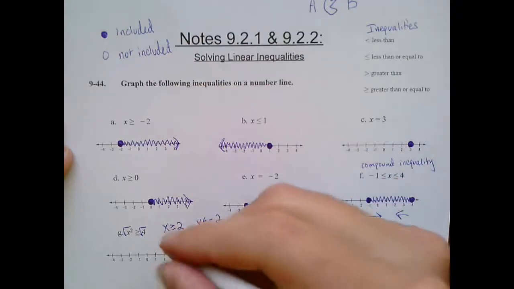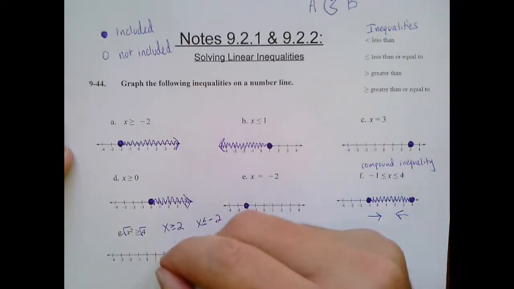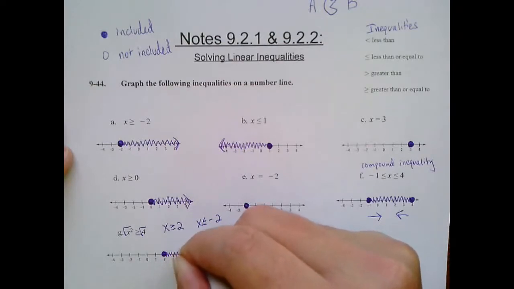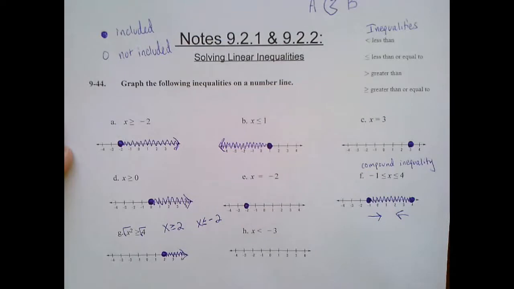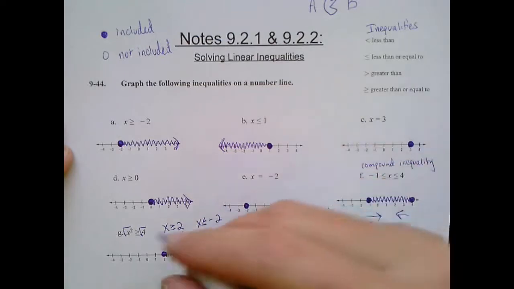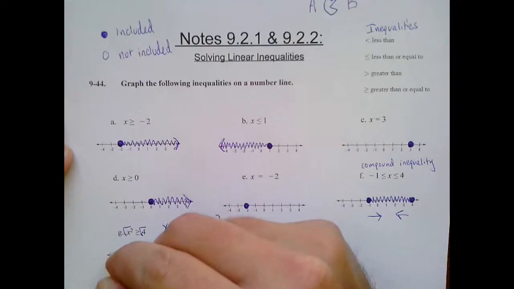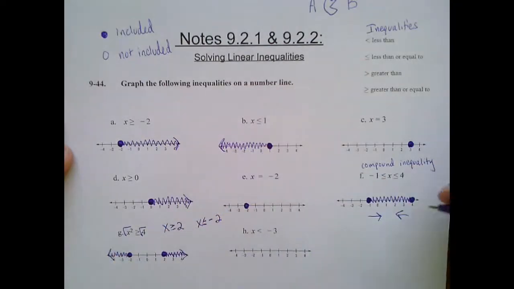So if x is bigger than or equal to 2, that means you start at 2. Would you shade to the right or to the left? You would shade to the right. That's where the numbers are bigger than +2. How about x is less than or equal to -2? Well, that means it could be -2. It could be everything less than -2, so anything to the left. So here, we would get something shaded like this.